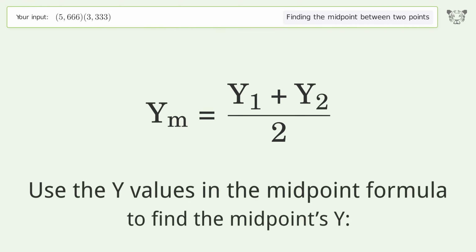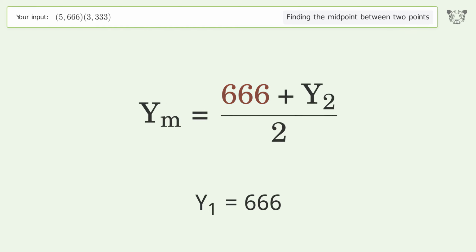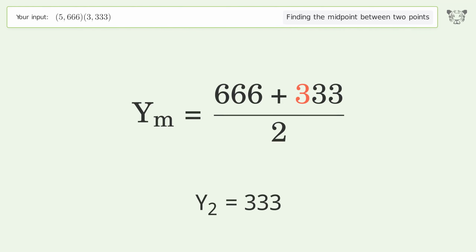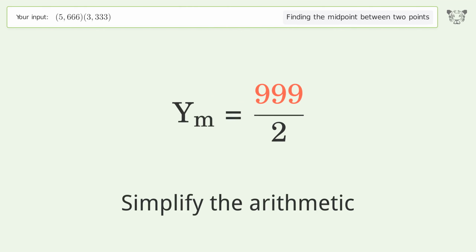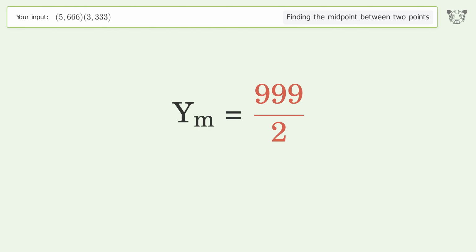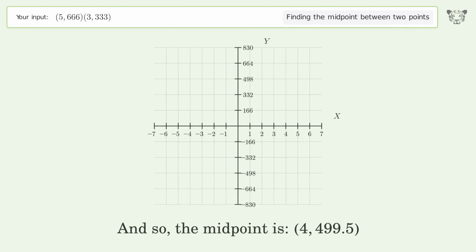Use the y values in the midpoint formula to find the midpoint's y. y1 equals 666. y2 equals 333. Simplify the arithmetic. And so, the midpoint is 499.5.